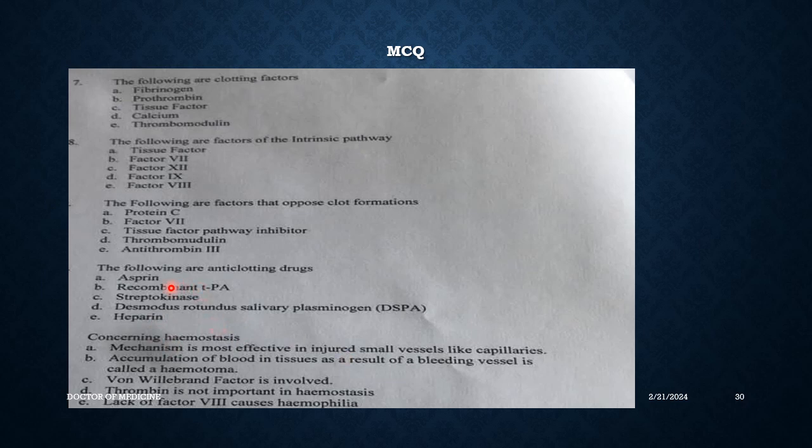Yes, this is a therapeutic drug that's given to people, the tissue plasminogen activator. So people with certain hemostatic disorders are given recombinant tissue plasminogen activator. So it's a drug. Streptokinase, true, we mentioned it. So Desmodus rotundus salivary plasminogen activator, that's also another drug, an anticoagulant, anti-clotting. Heparin, this is also true. Yes, it's true. It's an anti-clotting drug.